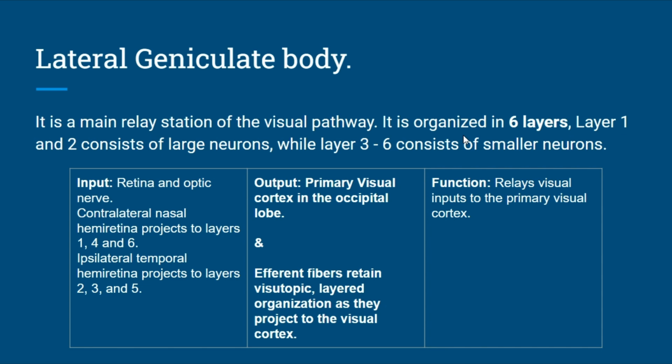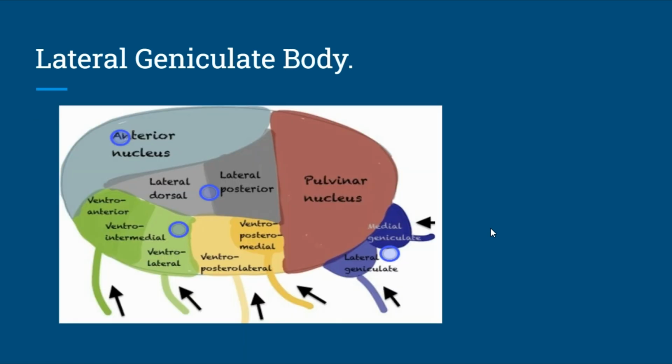The output is to the primary visual cortex in the occipital lobe, and efferent fibers retain visuotopic layered organization as they project to the visual cortex. Their function, of course, is relaying visual inputs to the primary visual cortex, so it is important for vision. Lateral geniculate body right there.